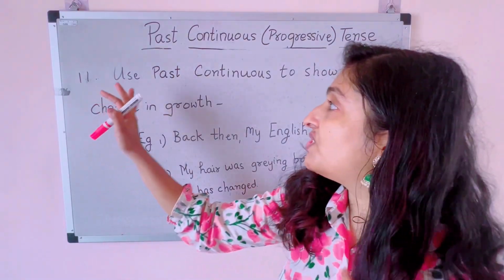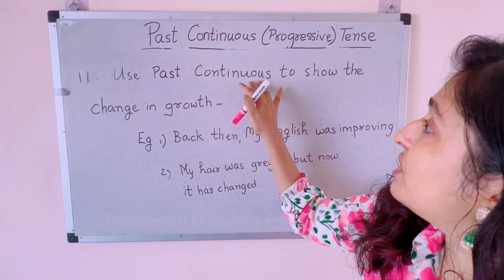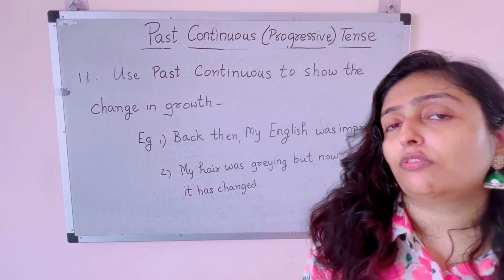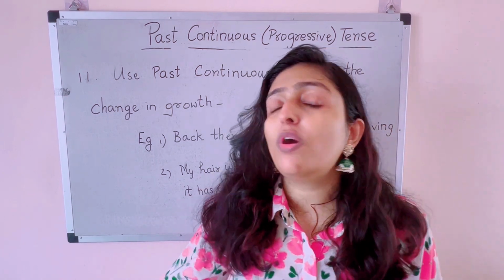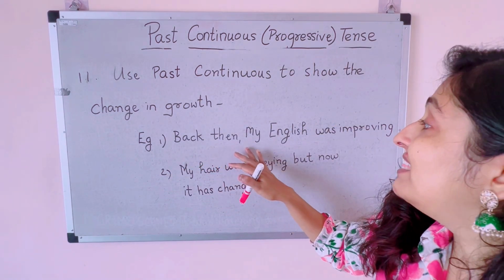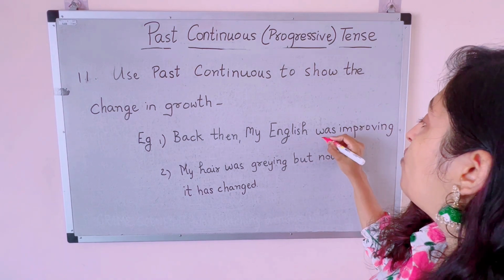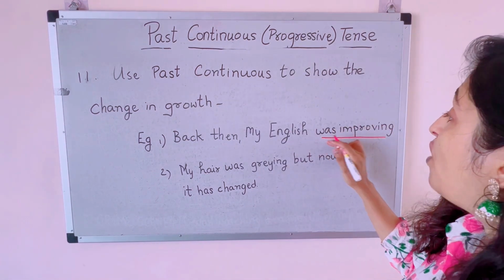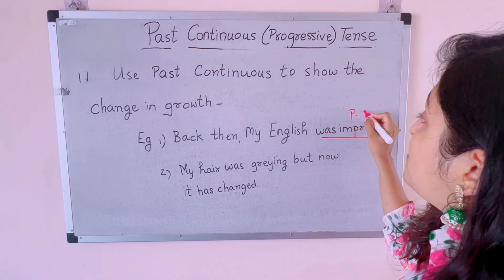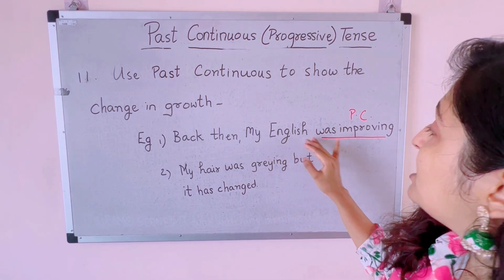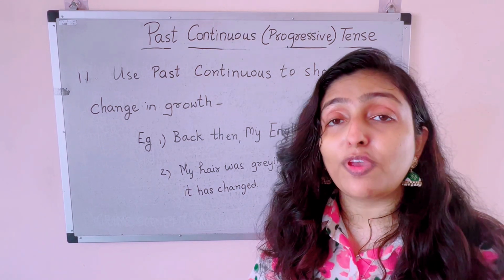Next rule is use past continuous to show a change in growth or to show a transformation. Example, back then my English was improving, but now it is not. Was improving, past continuous tense. Back then my English was improving.